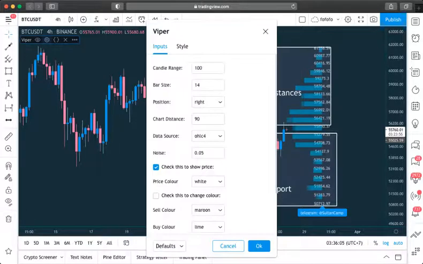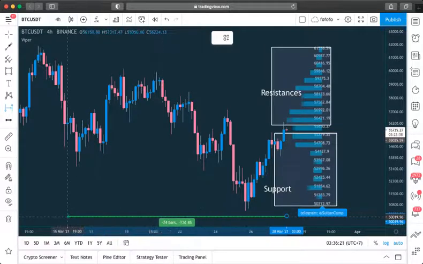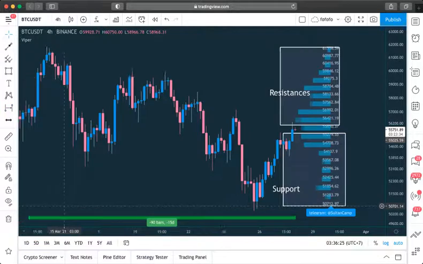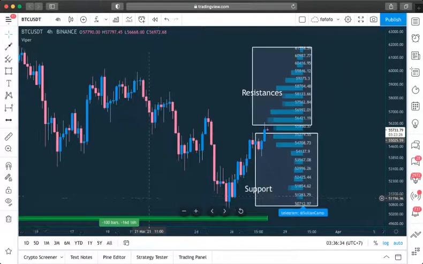Let's change the setting right now. We have the candle range of 100. That means we use calculations based on the last 100 candles on the chart of the current time frame. We calculate the support and resistance based on the volume of the last 100 candles.